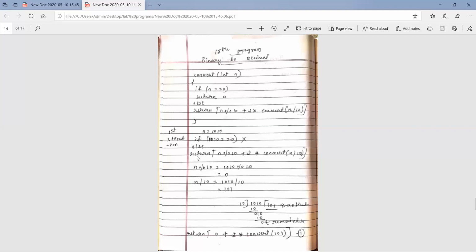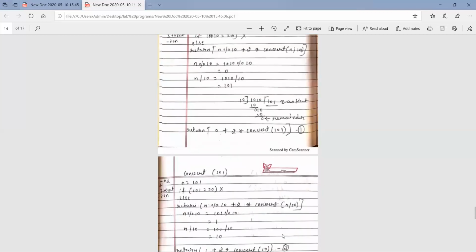Okay, next that return statement becomes return n modulus 10, which is 0, plus 2 star convert n by 10. N by 10 means 101, so convert of 101. I call that return statement 1.